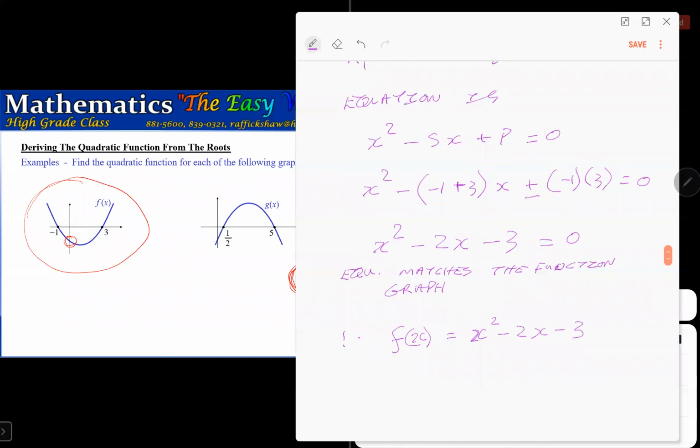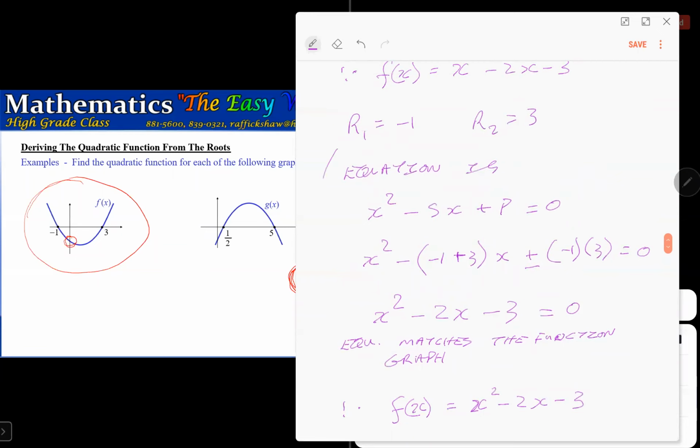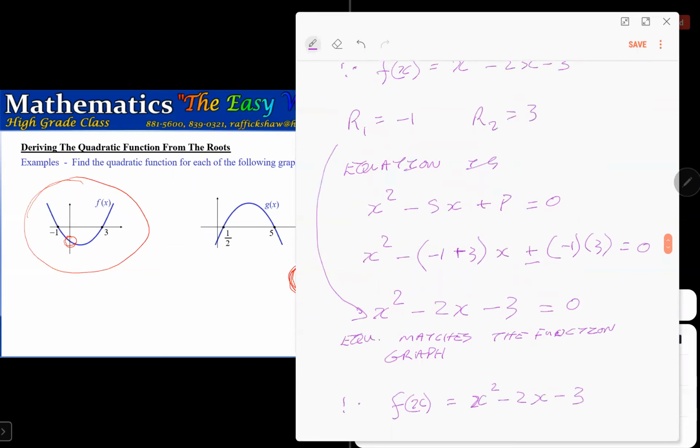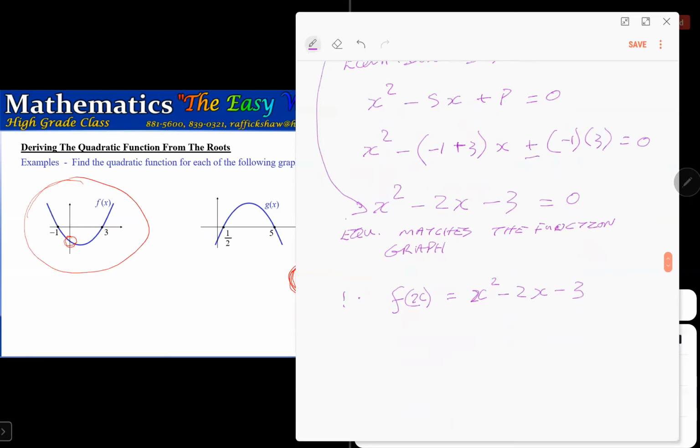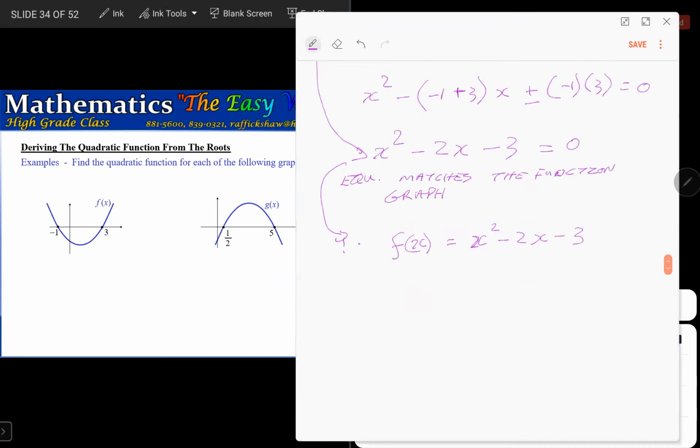So what did we do? We go from the roots up here to the equation first, and then from the equation we go to the function by observing that the equation matches the function. All right, let's look at the second one, the next one where the roots are negative a half and 5. Let's look at that one. I'm going to do the two methods again. All right, let's clear this. So we're looking at the next one now.